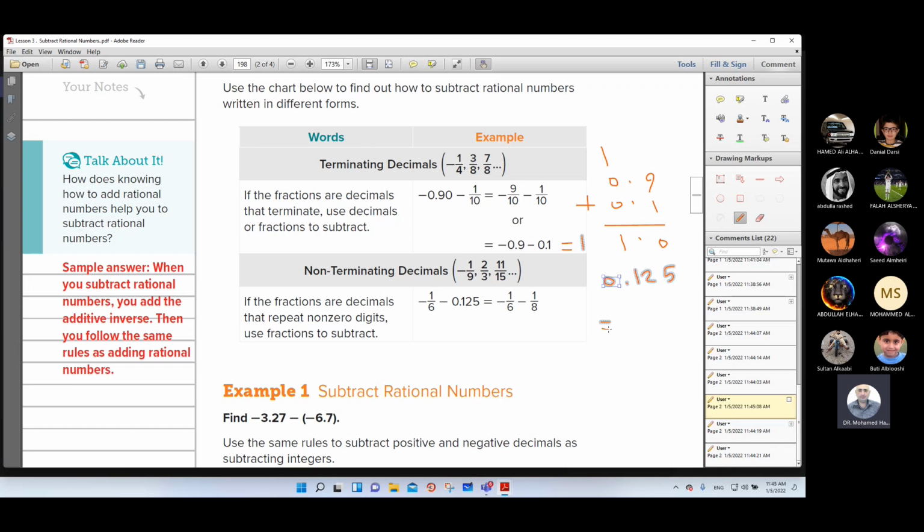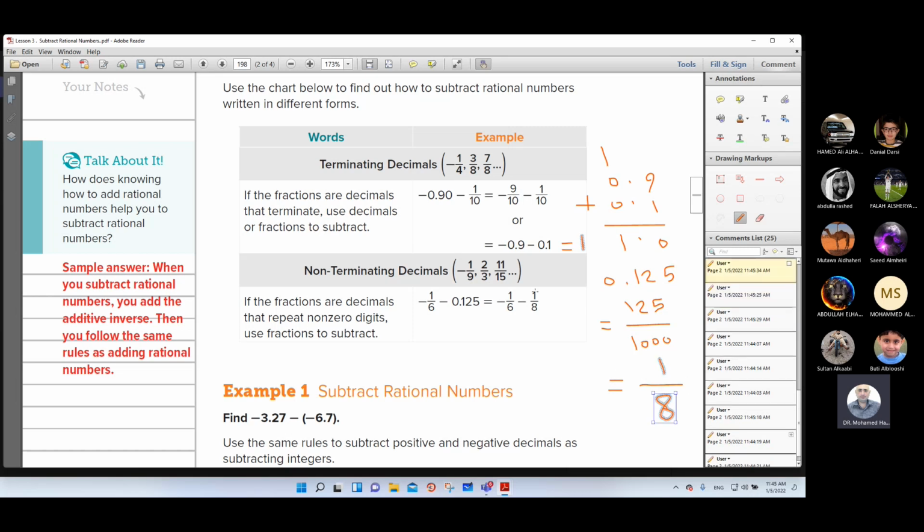So 0.125, you can change this decimal to the fraction, 125 over 1000. You can do simplest form here, divide up by 125 and down by 125. 125 divided by 125 will be 1, and 1000 divided by 125 will be 8. So the fraction will be 1 over 8.